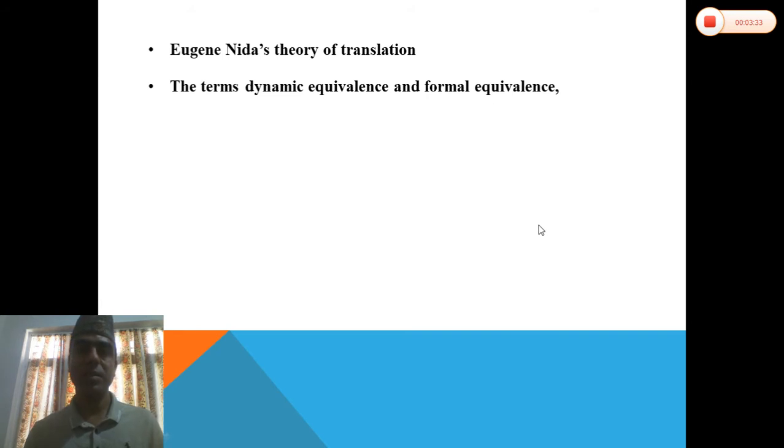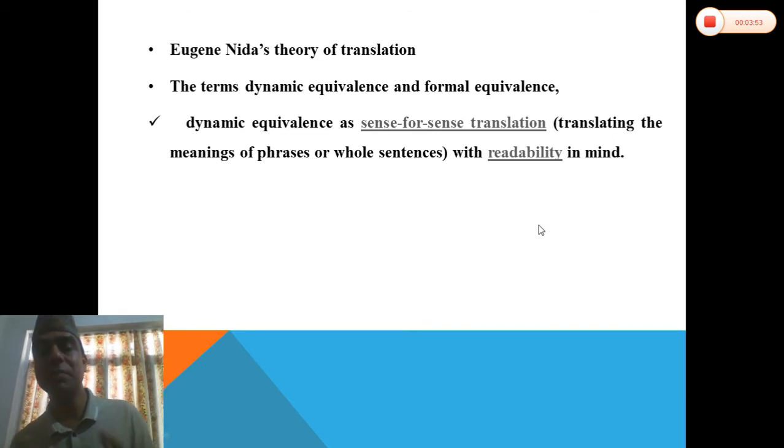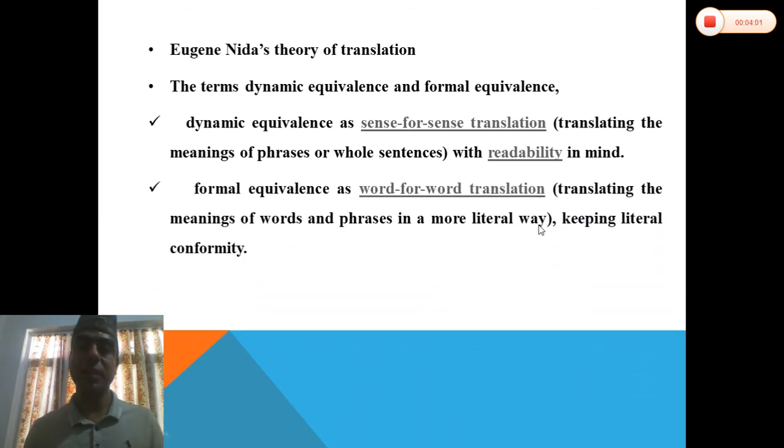syntax, literal meaning. Dynamic equivalence is sense for sense translation, translating the meaning of a phrase or a whole sentence with readability in mind. It should be readable, but it is sense for sense translation. What is the sense of the given text, or of the given phrase or whole sentence? We have to make it in mind first and then we have to translate it into the next language.